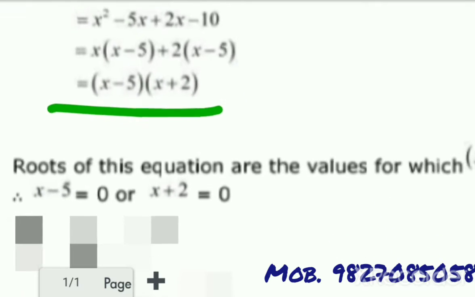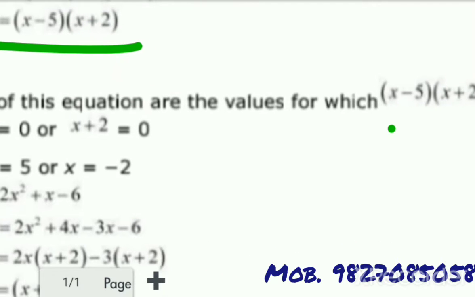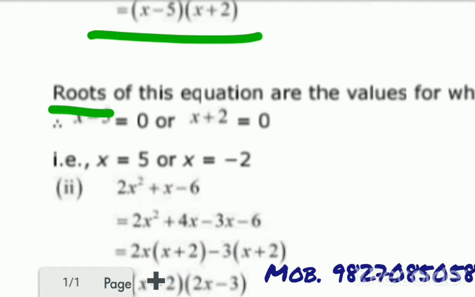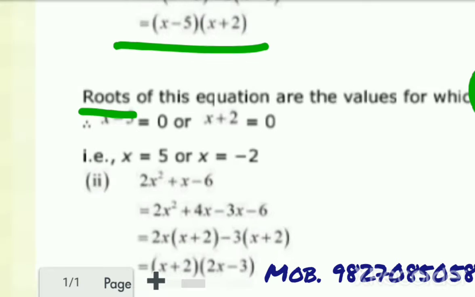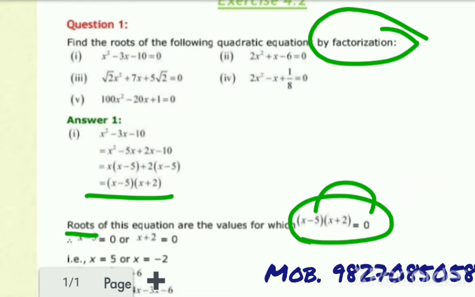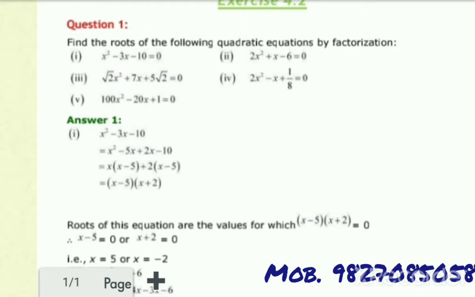When we talk about finding the roots, we equate each factor to 0. Firstly x minus 5 is equal to 0, and another, x plus 2 is equal to 0. Solving for x, we get x equal to 5 and x is equal to minus 2. So x is equal to 5 and x is equal to minus 2 are the roots of the given equation. Now question number 2 is the same.